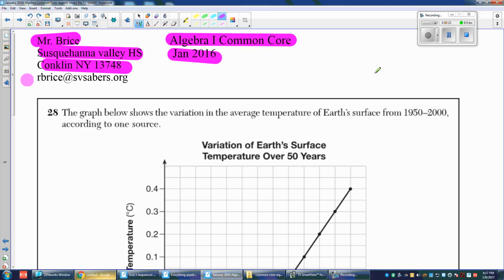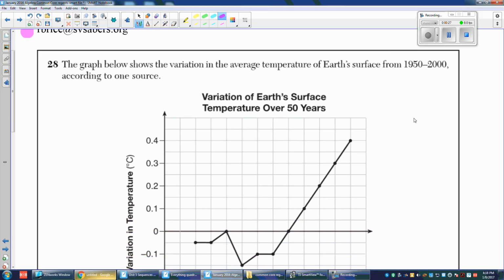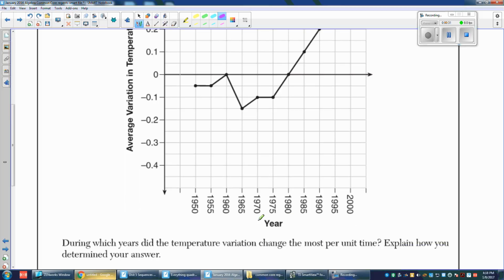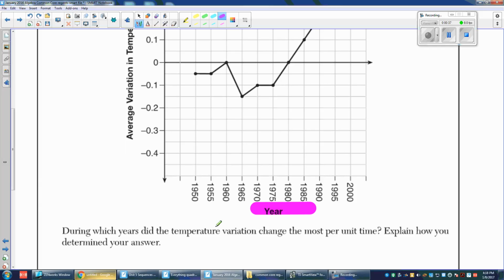The graph below shows variation in the average temperature of the Earth's surface from 1950 to 2000 according to one source. And there is the graph. Notice years are on the x-axis, the independent variable. During which years did the temperature variation change the most per unit of time? So what does per unit of time mean? That's the end of the question. Explain how you determined your answer.